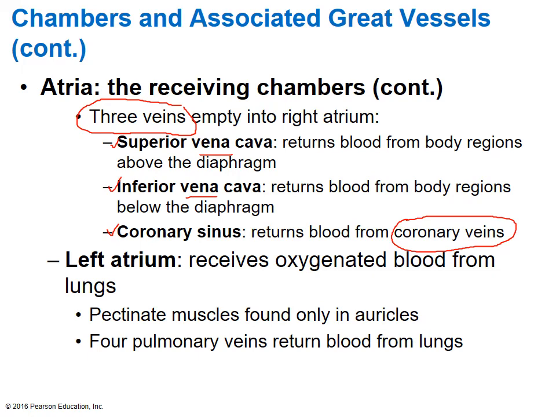Because remember, from the right side, you go to the lungs, and then the lungs will allow you to drop off the CO2, pick up the oxygen, and then now the oxygenated blood is returning to the left side of the heart, and it's going to do so in the left atrium. It will be the pulmonary veins that will bring the blood back to the left atrium. So right over here it says you have 4 of them. The pulmonary veins will return blood from the lungs.